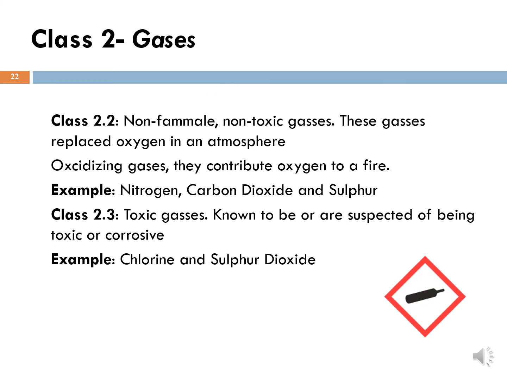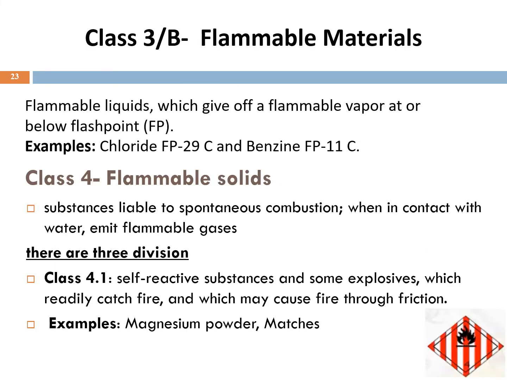Then class 3 or B contains flammable liquids, which give off flammable vapor at or below a flash point temperature. For instance, chloride flash point temperature is 29 degrees Celsius. I think I forgot to put the degree here. And benzene flash point temperature is 11 degrees Celsius.